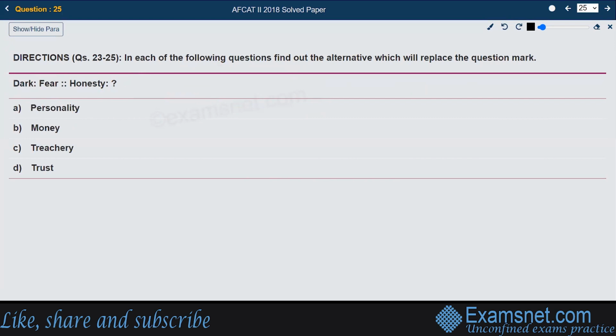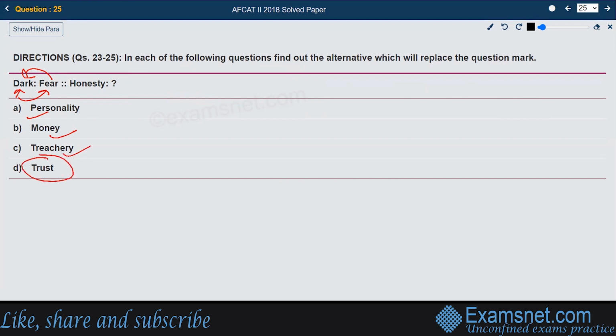Now, dark is to fear, honesty is to what? So we can understand the connection that when it is dark, you get fear, or fear comes in the darkness. So what comes from honesty? Okay, if we look at the options, personality, no, there's hardly any connection. Personality and honesty, money and honesty, direct connection is not available. Treasury and honesty is not the connection.